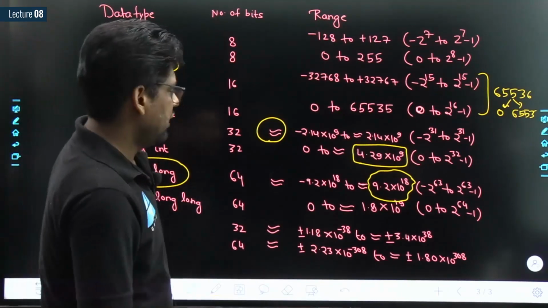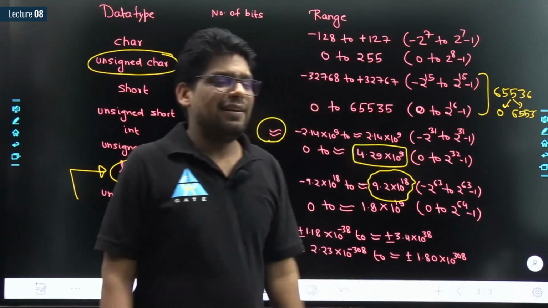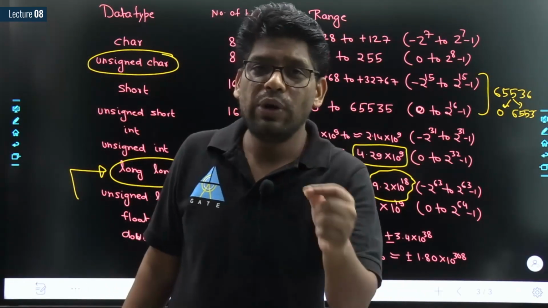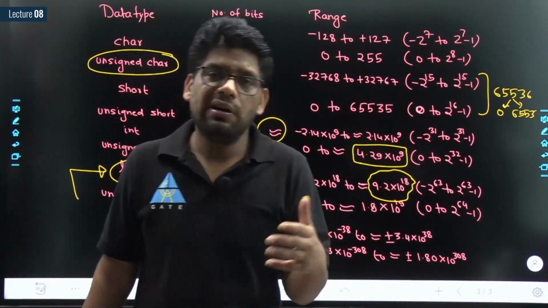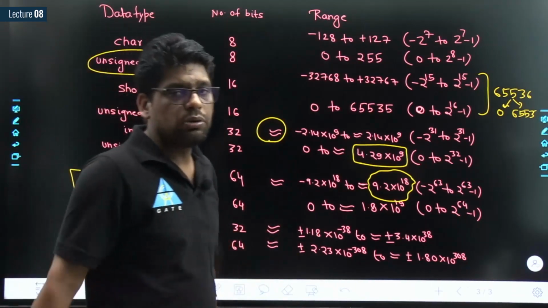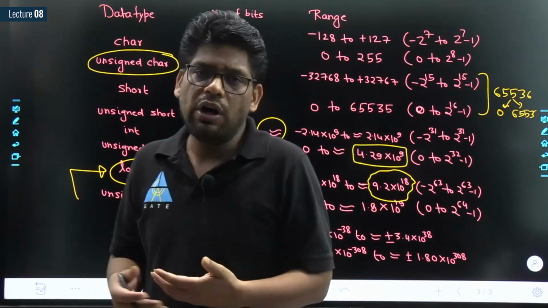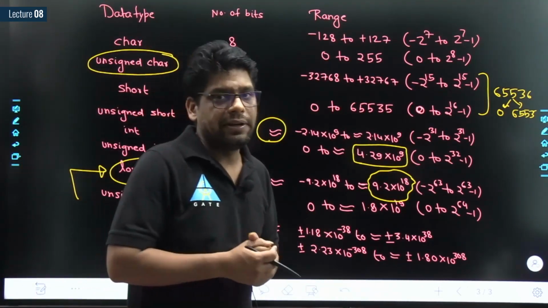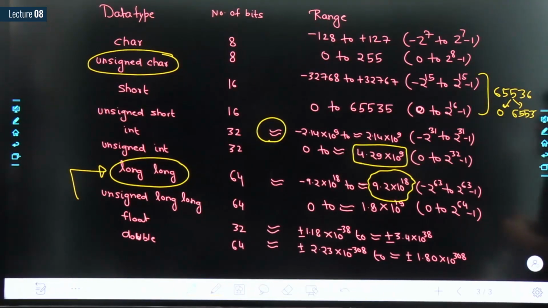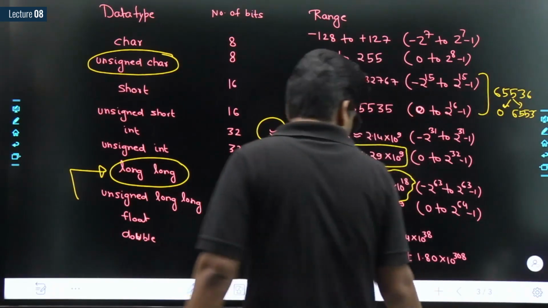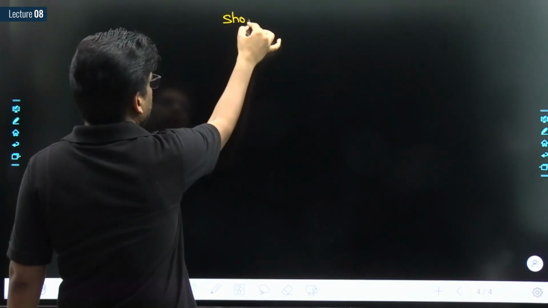What if I ask you, if we need to store a value which is bigger than this, then you need to create your own data type, or you have to use third-party libraries. We will not discuss third-party libraries here because this is not what is asked in GATE. So I hope you must have taken the screenshot. If not, please take the screenshot. Okay, sir. Let's see something about short integer.